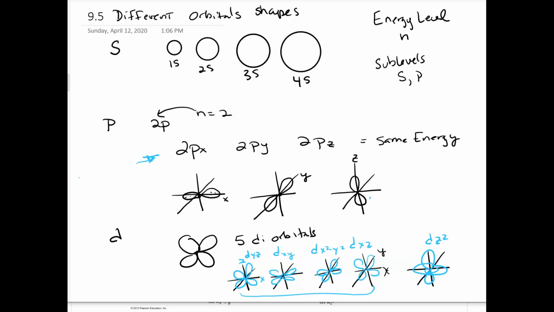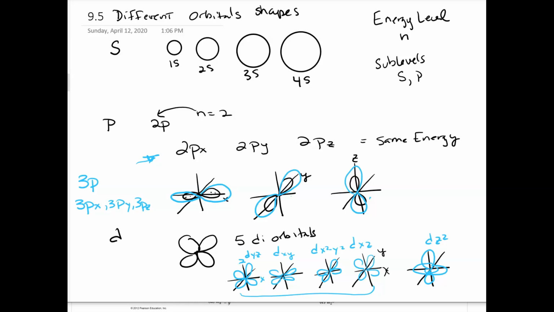Now, it's worth pointing out, say that all of these up here are 2p orbitals, px, py, pz. There are also 3p orbitals, and they would be called 3px. 3px would be the same shape and orientation as 2px, but it would be bigger. 3py would have the same shape and orientation as 2py, but it would be larger. And the same goes for 3pz.